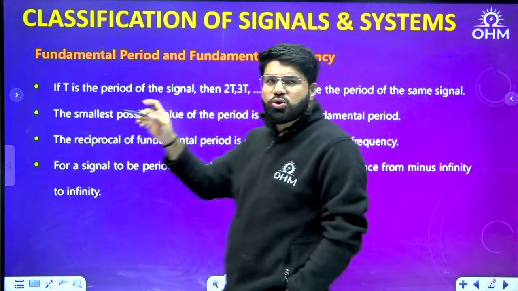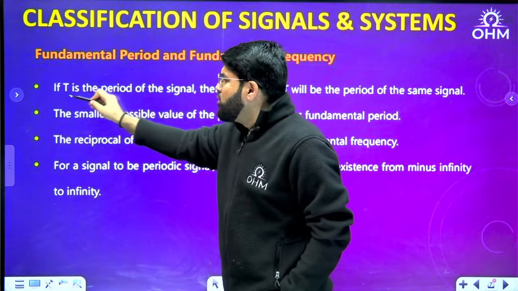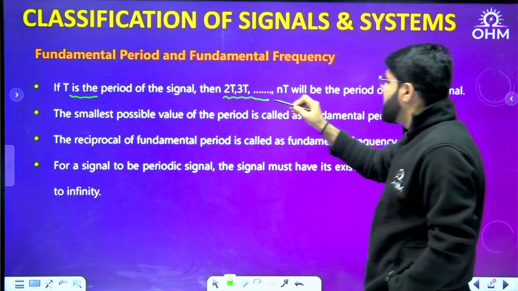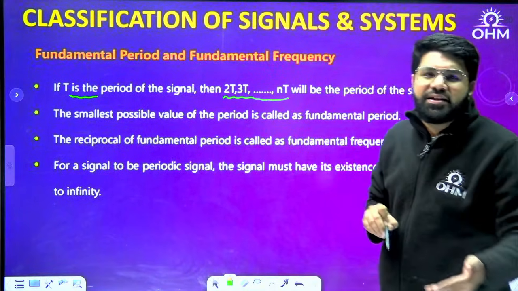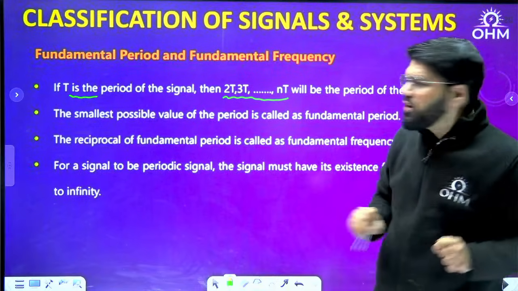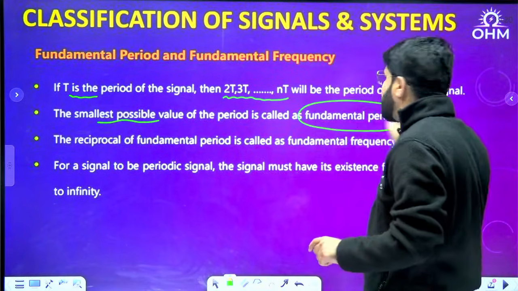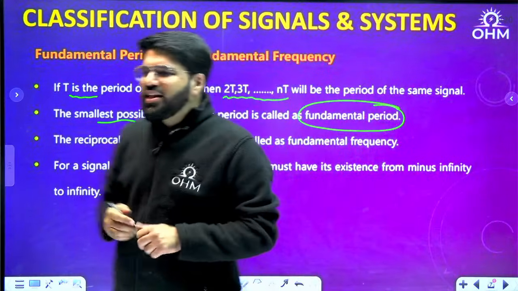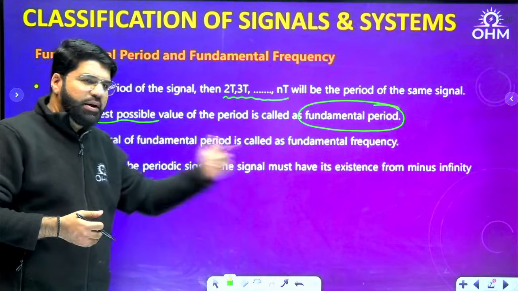As I just told, if the value repeats after 1, it repeats after 2, 3, etc. So if the value repeats after T, it will repeat after 2T, 3T, etc. In general, the period can be 2T, 3T, nT, anything. But the smallest value of time after which repetition occurs is T, and that is referred to as the fundamental period. The reciprocal of the fundamental period is the fundamental frequency.